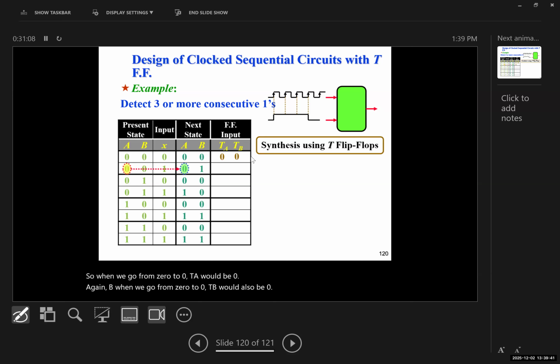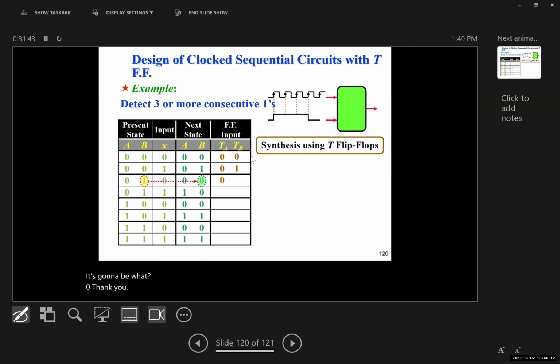So present state, we are going from 0. Next state is 0. Therefore, TA is again 0. If I'm going from 0 to 1, TB is going to be equal to 1. Now, I want you to help with this one by looking at the previous rows. If I'm going from 0, the present state, to the next state, which is 0, what would TA be? I'm going from 0 to 0, no changes. It's going to be what? 0. Thank you.